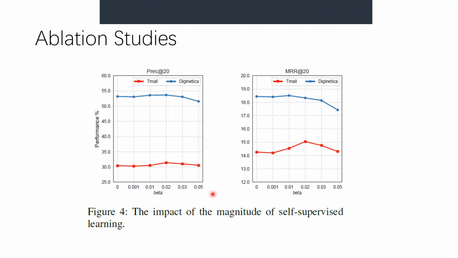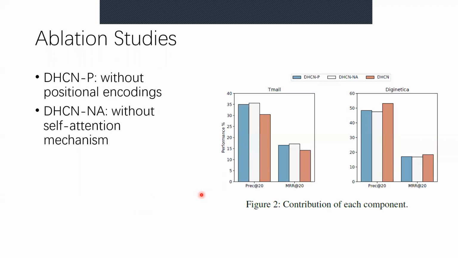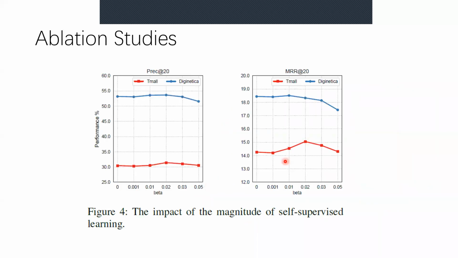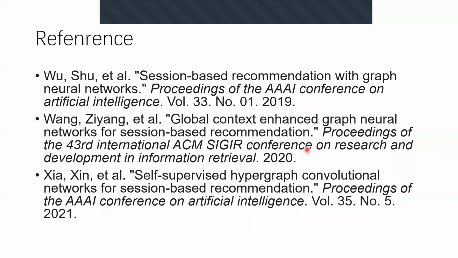And here's the impact of beta. Beta is in the loss function. Basically, adding beta slightly improves the performance when beta is not too large. If beta is too large, the performance will degrade. That's all I have for today's presentation. Here's the full reference for the three papers.